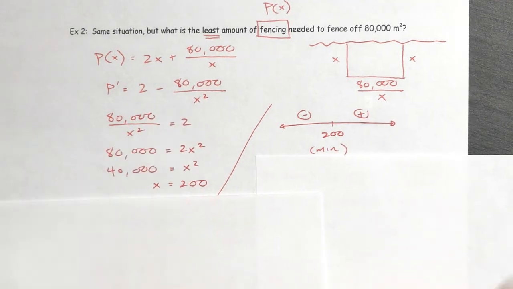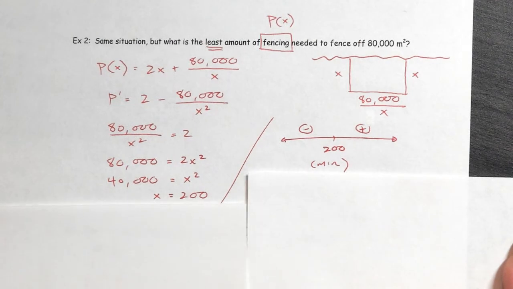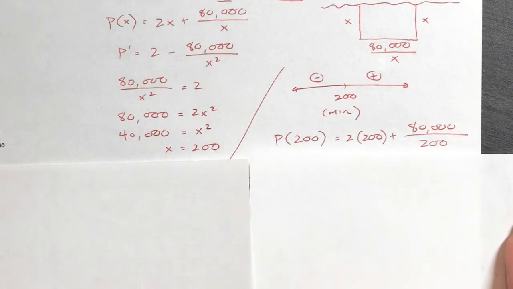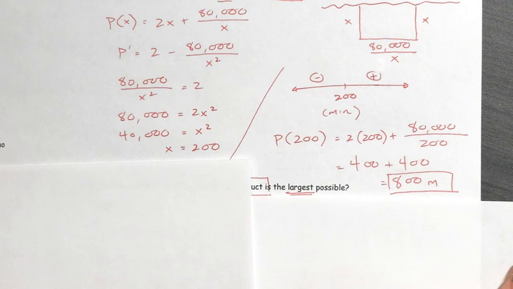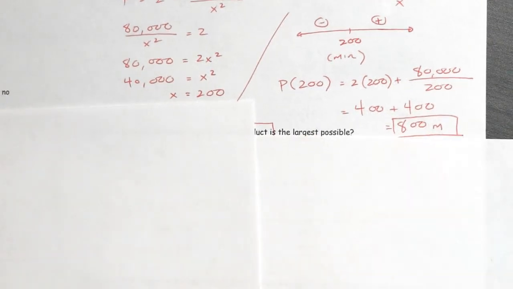So I just check that that's true. And then, is that the answer to our question? No, it says, what is our fencing actually? So I just plug it back in, and then I have my final answer, okay? So this is a perimeter, it's not meters squared, it's just meters, right?